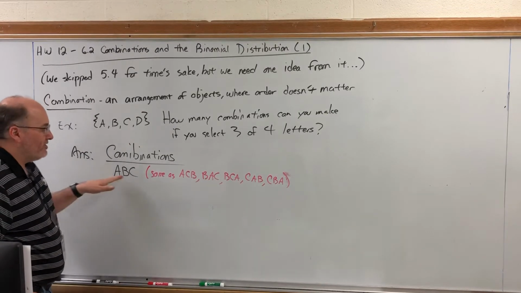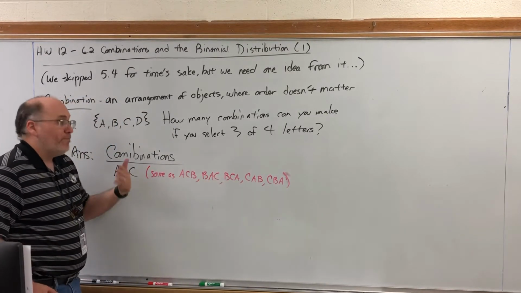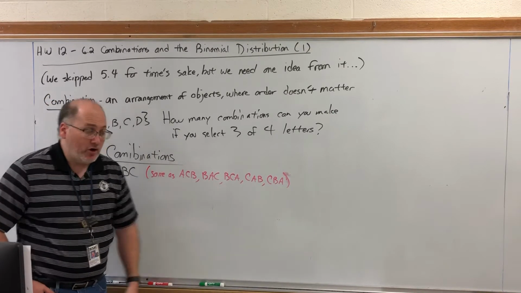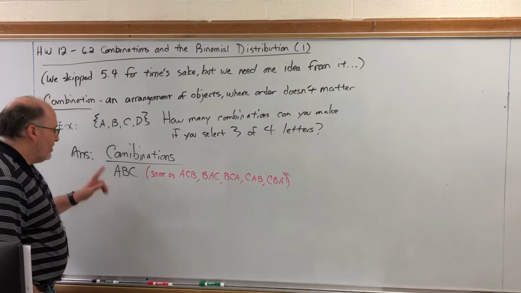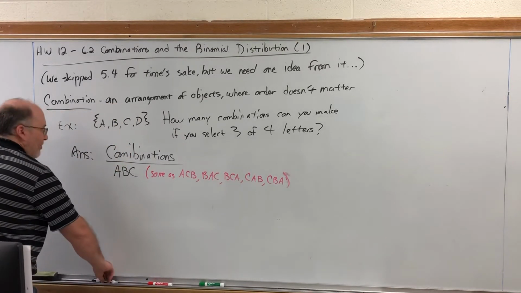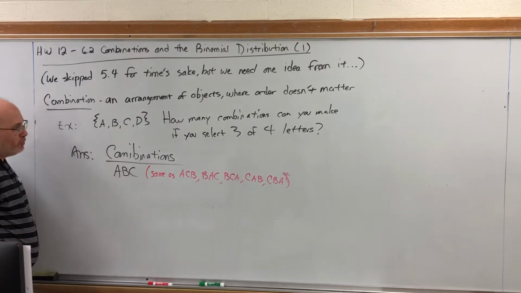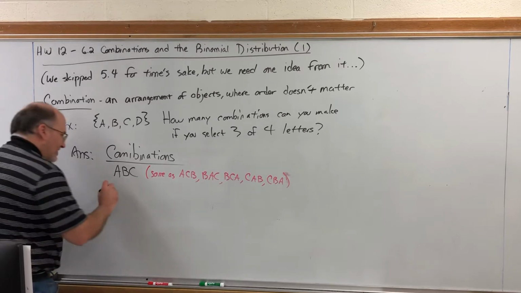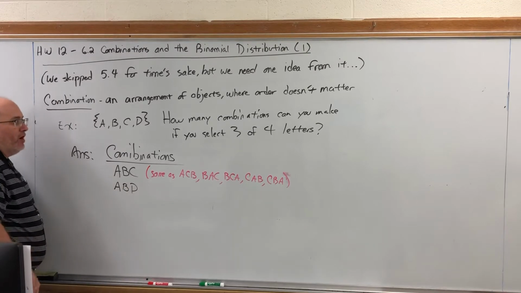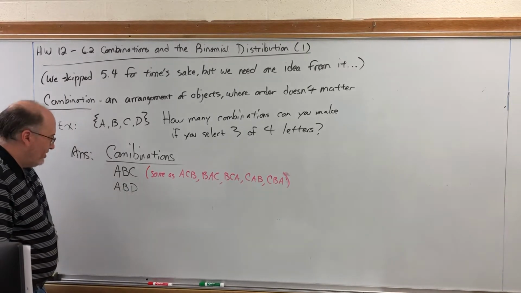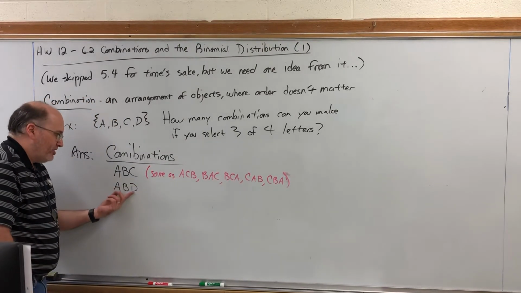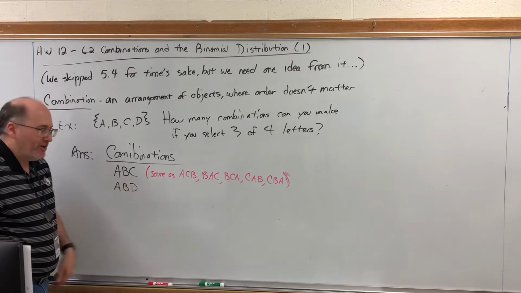Now, if you're curious, these are different, what are called permutations, which is an arrangement of objects where order does matter, but we won't be using permutations. So ABC is one combination, and it's the same as all these. So what's another combination of picking 3 of these 4 letters? Well, what if we picked ABD? That's a different combination than this one because it's a different set of objects. And again, I could come up with 5 other permutations of those same letters in different orders, but they would all be considered the same combination.